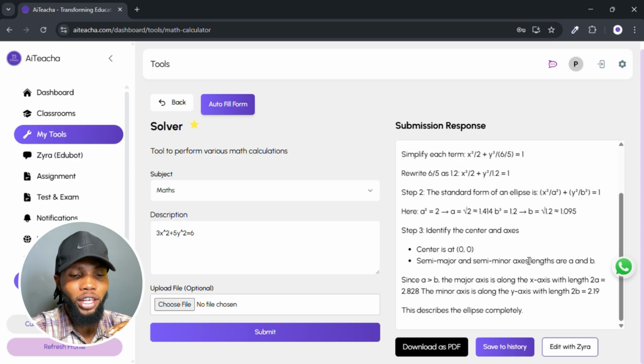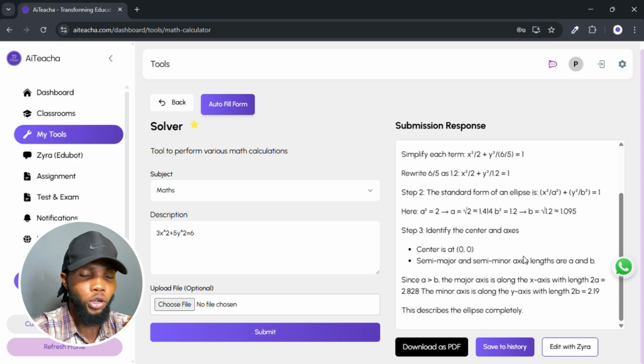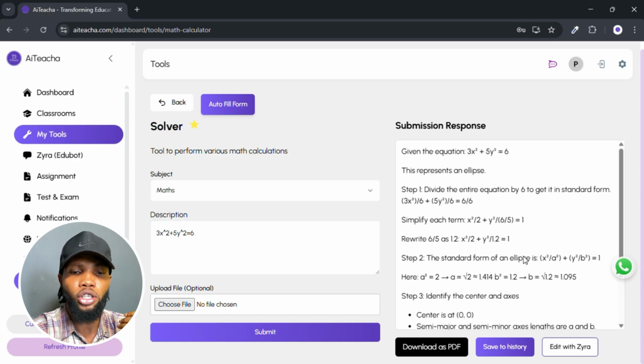If this isn't enough, you can download it as a PDF or save to history, and you can keep on sending in more equations for it to solve. It's going to tell you the type of equation you are sending in, and it will make your work much easier. You can follow the step by step to understand what you're solving. You will be able to teach your students very well, step by step, and they are going to understand you perfectly. So why don't you try it out today?